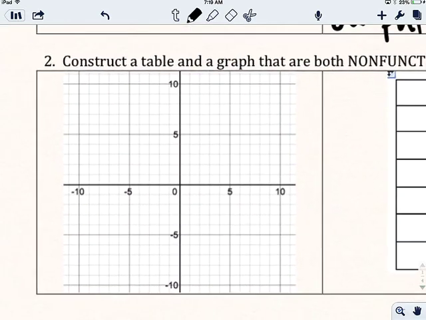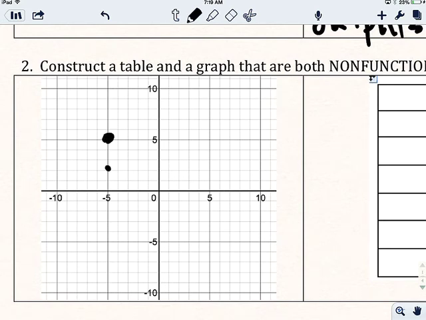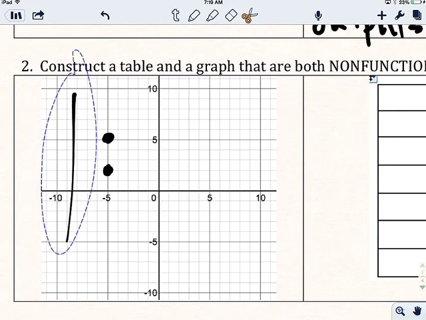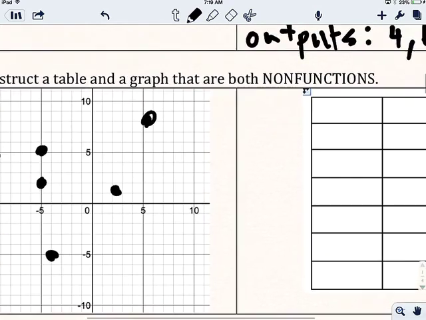All right, so construct a table and graph that are both non-functions. So if it's a non-function and it's a graph, it has to not pass the vertical line test. So I am already done because I have something that will not pass the vertical line test. Boom. And so I can stop there, or I can make more points if I want, so long as I have at least 2 points that are lined up vertically.